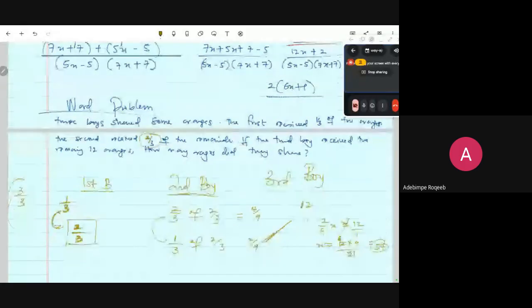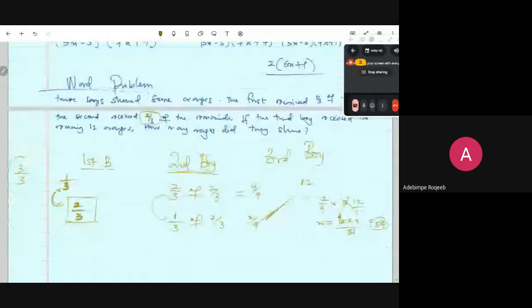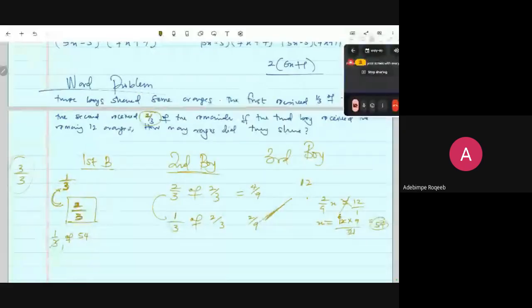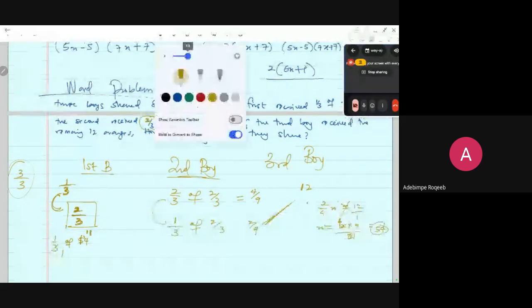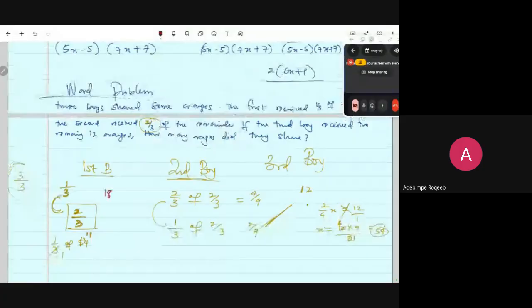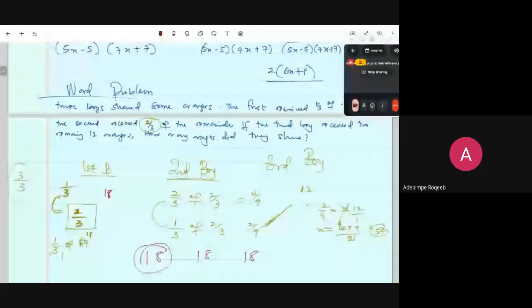Now let's come back to the question and look at this 54 and do it. This first boy collected 1 over 3 of 54. So 3 in 5, 1, remainder 2, 3 in 24, 8. So the first boy collected 18 oranges. When you remove 18 from 54, you divide 54 into 3: 18, 18, 18. Over 3. The first boy collected one of them. 18, 18, 54. Do you understand?